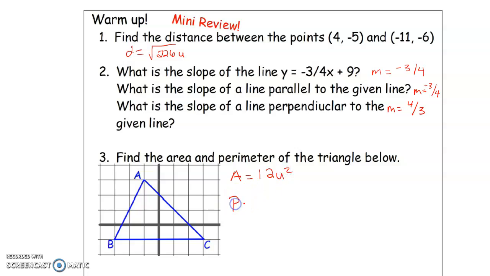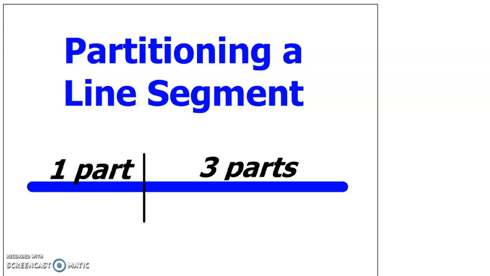The perimeter here would be your base of 6, plus then you would use your Pythagorean theorem to find the length of AC, which is going to be 4√2. And then Pythagorean theorem to find the length of AB, which is going to be 2√5. And this would be in units for your perimeter, straight units, not units squared. Now remember, this could be in any order. You could have 4√2 plus 6 plus 2√5. Anyway, addition is commutative. Okay, so let's get started.